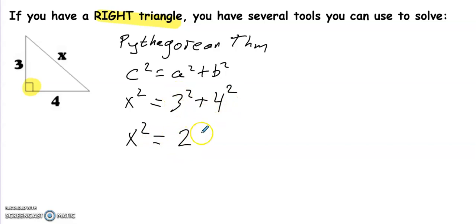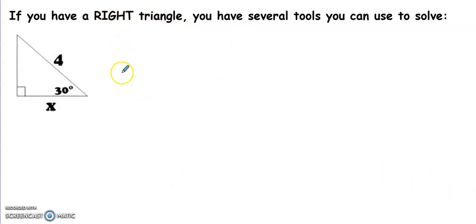9 plus 16 is 25. Get x by itself by taking the square root of both sides, and we find out the hypotenuse of this triangle is 5. Which of course it is, because this is a 3, 4, 5 right triangle. Boom. Sometimes though, I'm not going to give you 2 sides. I'll give you 1 side, I'll ask for a side, and I'll give you an angle.